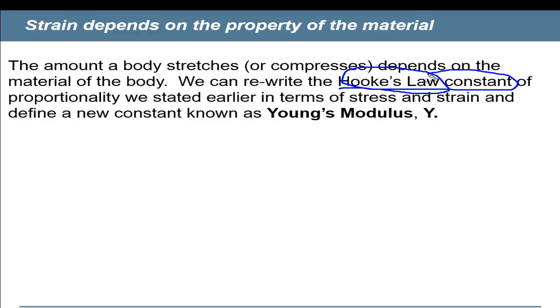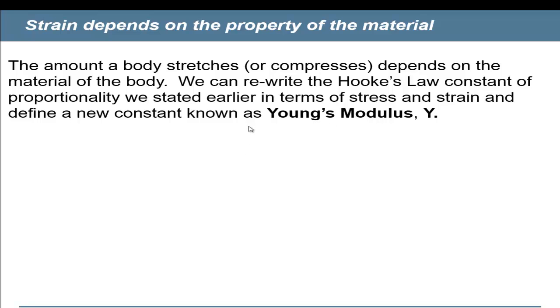We said that stress over strain was a constant. Then we'll rewrite this in terms of the stress and strain, and we'll call this actually Young's modulus, named after somebody whose last name was Young. Now, this isn't a constant for all materials, but it's a constant for each material, right? So we can define Young's modulus for many different materials here.